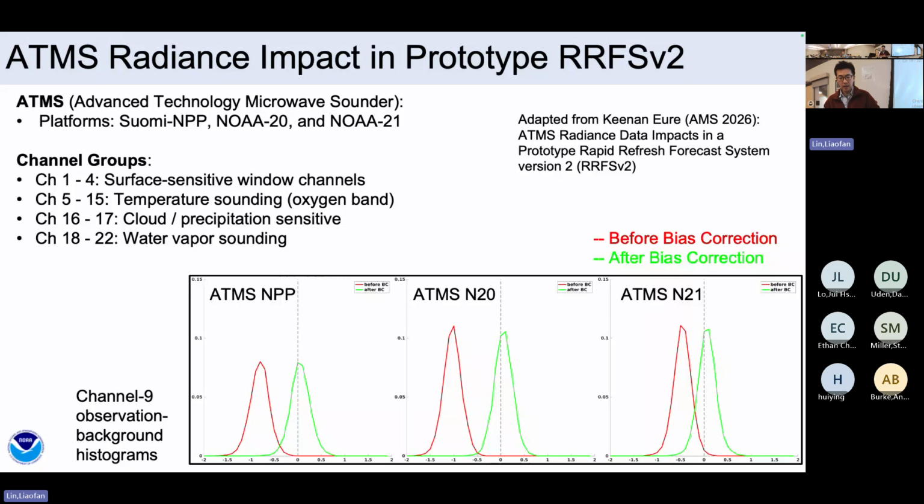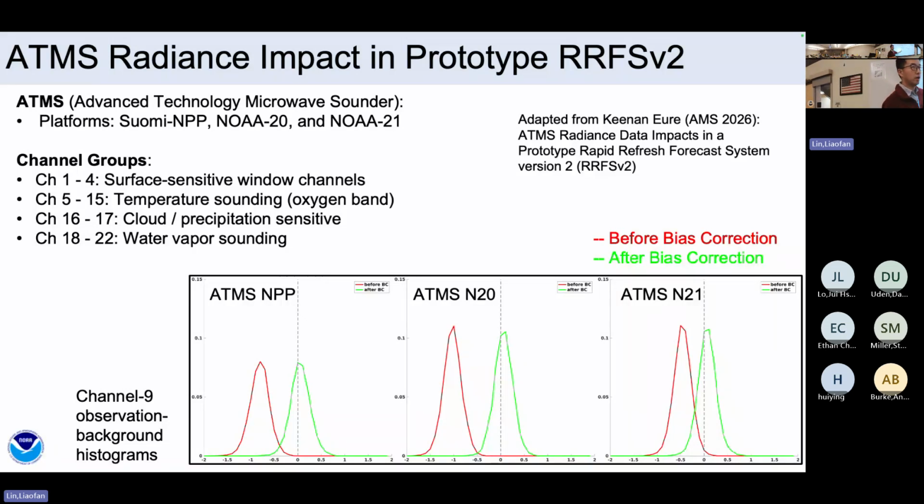And in these slides, I am just providing an example of how the observation looks before and after bias correction. There is a satellite bias correction procedure that is applied before we can really assimilate or use those observations in the NWP system. So this example shows the channel 9 observation minus background history.